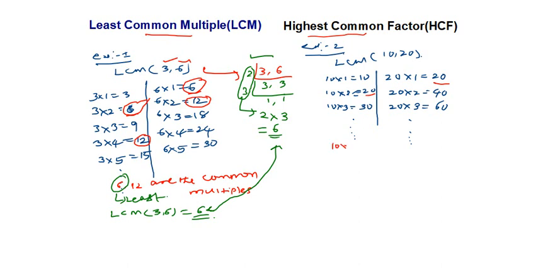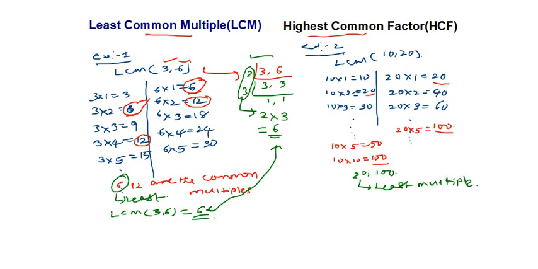10 5s are 50, 10 10s are 100. Here in this also we will get one more number: 20 5s are 100. So this is also a common number, a common multiple of 10 and 20. But among these two numbers, 20 and 100, which is the least number? The 20 is the least multiple.